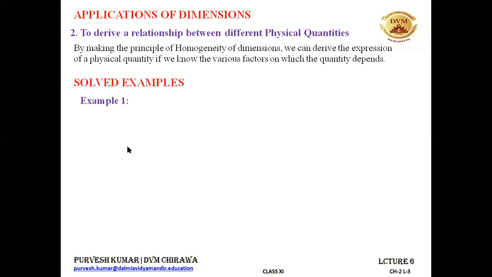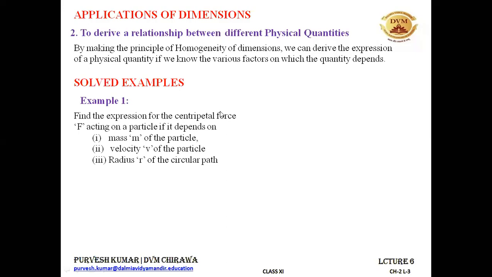Example 1. It says this: the expression for the centripetal force capital F acting on a particle depends on, all right, it depends on mass m of the particle, velocity small v of the particle, and radius r of the circular path. See, whenever a body moves on a circular path, a force acts on the body, and that force is known as centripetal force. When we will be discussing the laws of motion, we will be deriving an expression for the centripetal force, and then I'll be explaining in a deeper way what this centripetal force is.